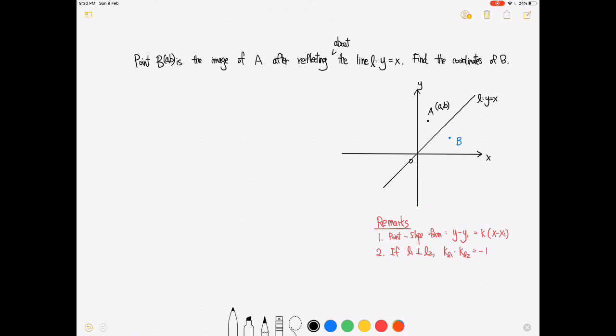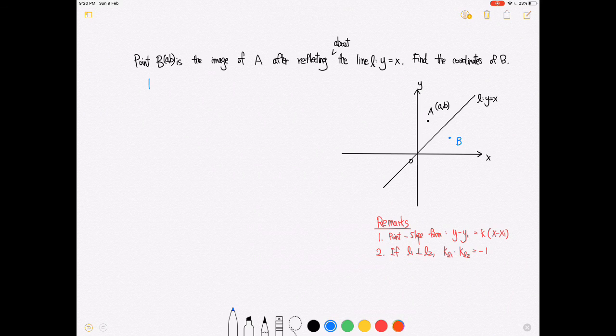Okay, now we can do this question. We know the answer, okay? We know the coordinates of B, right? We just swap A and B, so the coordinates of B would be (b, a). But now we prove why this is (b, a).